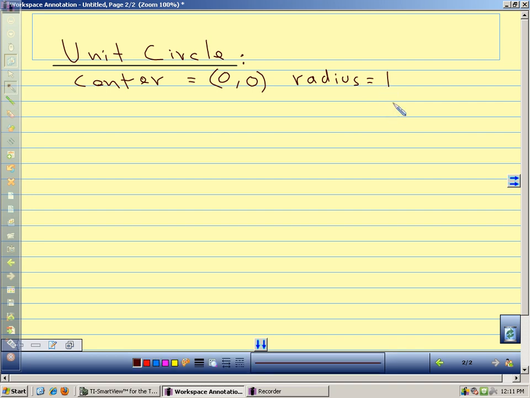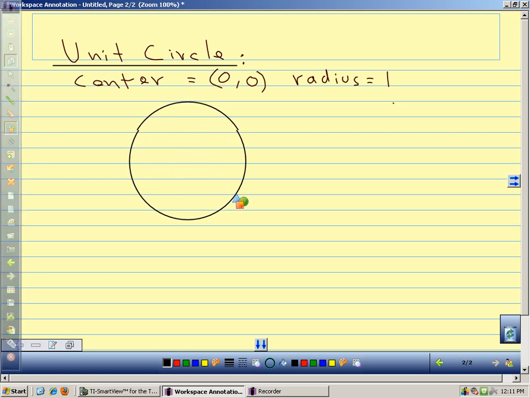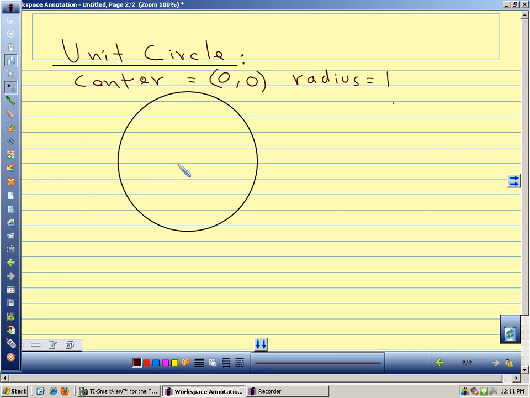And this helps us out with our trig ratios. So let's take a look at why that's the case. So here's my circle. And I'm going to put my center in here. And we'll draw in a set of axes.